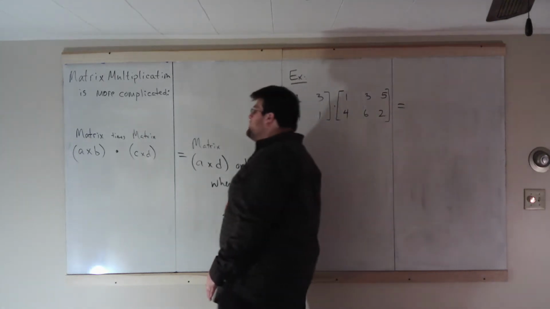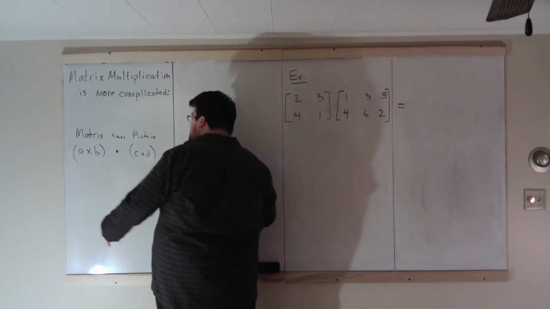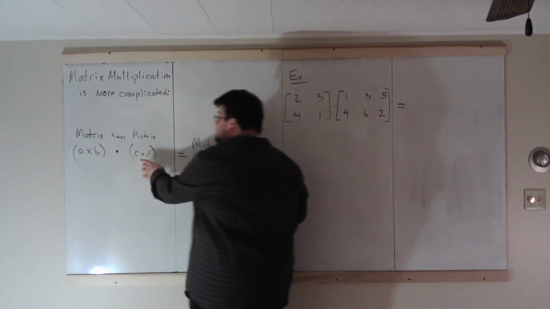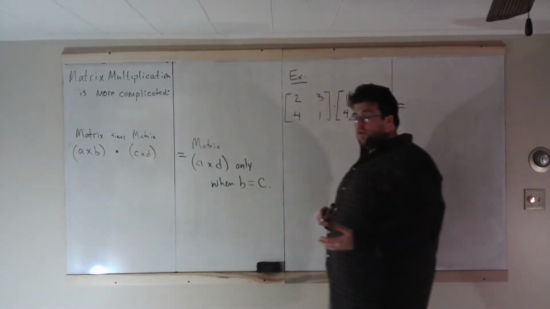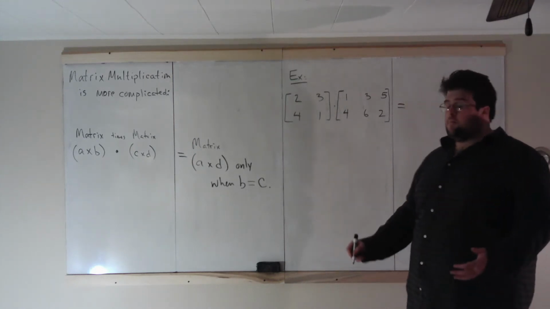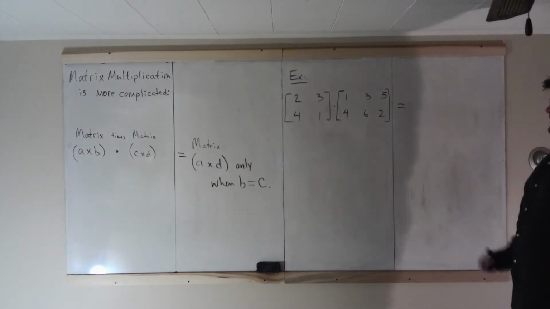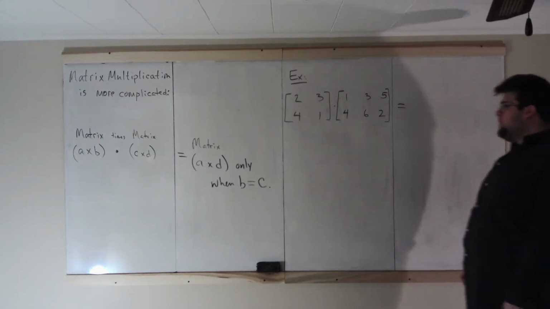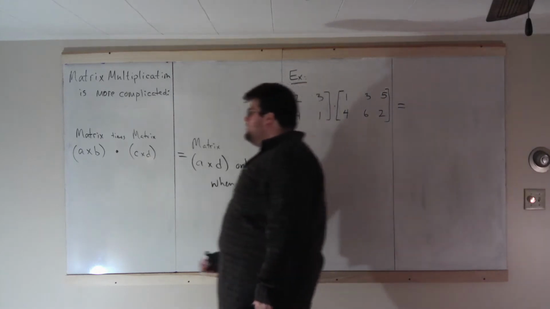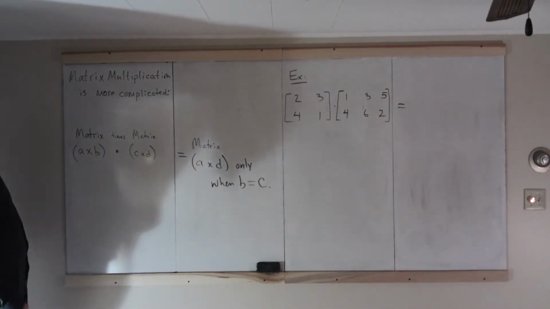If I ever have to write that out, I like to do that by writing out the matrices in row by column. It's always row by column. That's standard. So it equals an A by D matrix only when B equals C. And we'll see in an example with actual numbers how that works.